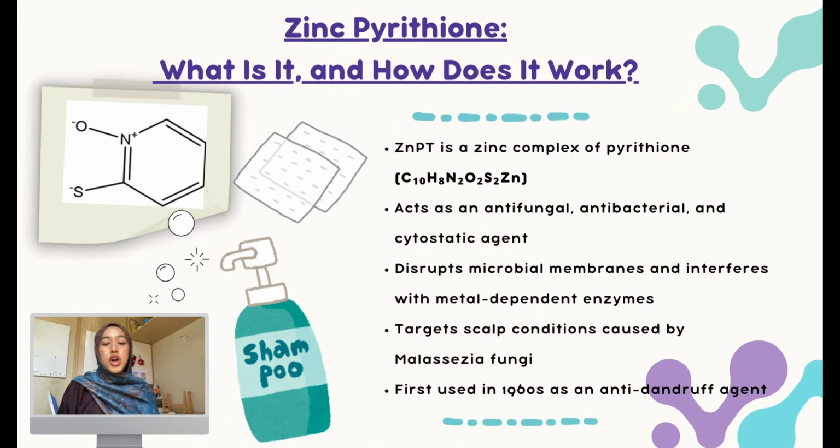Now let's talk about the compound being measured, zinc pyrithione or zinc PT. Zinc PT is a metal complex that combines zinc with a molecule called pyrithione. It has antimicrobial, antifungal, and cytostatic properties. What that means is it helps kill harmful microbes like Malassezia fungus, which is the main cause of dandruff, and it also slows down the overproduction of skin cells on the scalp. Because of this, zinc PT is widely used in anti-dandruff shampoos and has been a common ingredient since the 1960s.